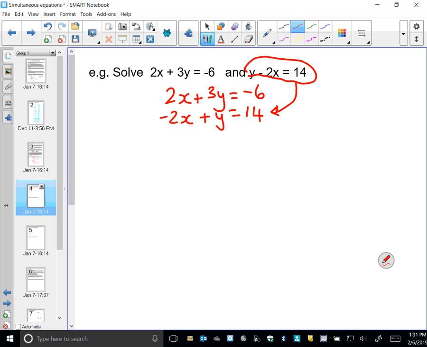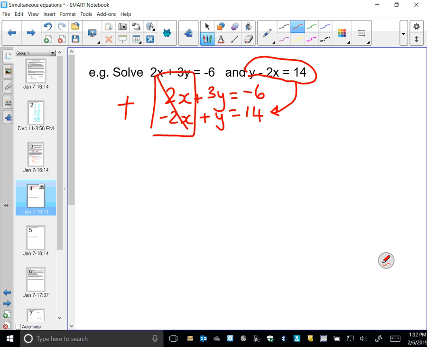Right, so once we've rearranged, we have a look at these. Do we have the same coefficient but different signs in front of either the x or the y? Yes. So which one is it? The x. So that means I'm going to draw a box around these and put a line through them because I know that they're going to disappear.